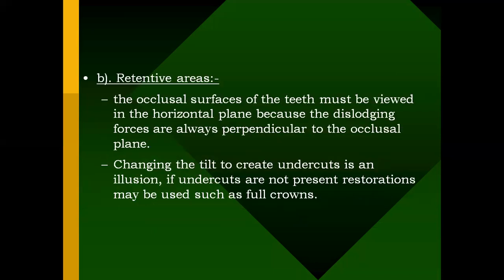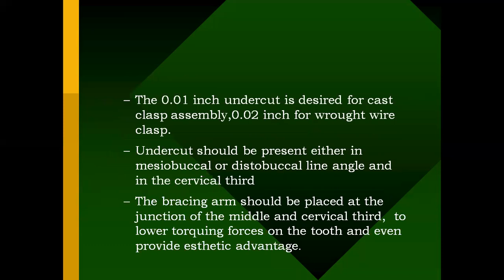Retentive areas. The occlusal surfaces of the teeth must be viewed in the horizontal plane because the dislodging forces are always perpendicular to the occlusal plane. Changing the tilt to create undercut is an illusion. If undercuts are not present, restorations may be used such as full crowns. The 0.01 inch undercut is desired for cast clasp assembly, whereas 0.02 inch for wrought wire clasp.